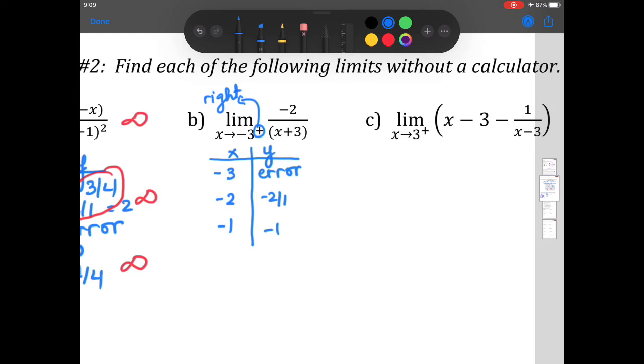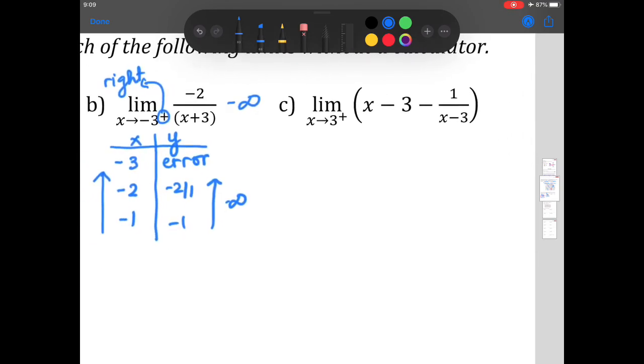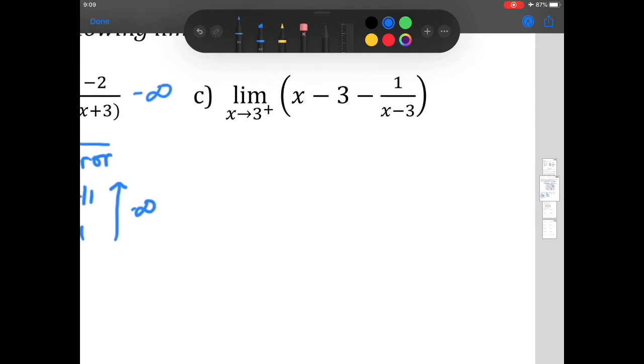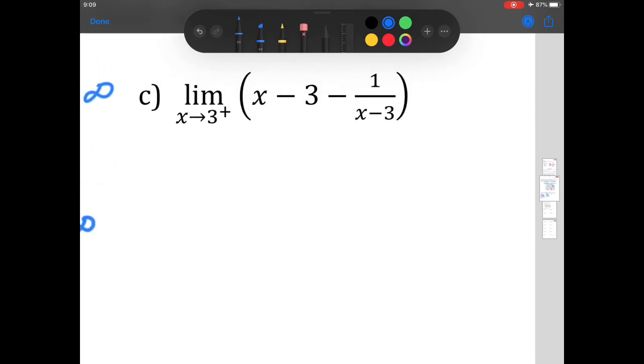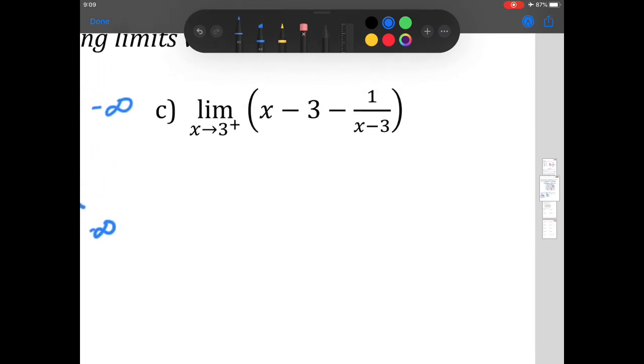So now again, check, we're going in this direction, towards -3. As x is approaching -3, what's happening to my y values? -1, -2, they are decreasing, right? So this is approaching -infinity. So this would be -infinity, right? When you don't have a graph and cannot use the calculator, this is how you do these questions.